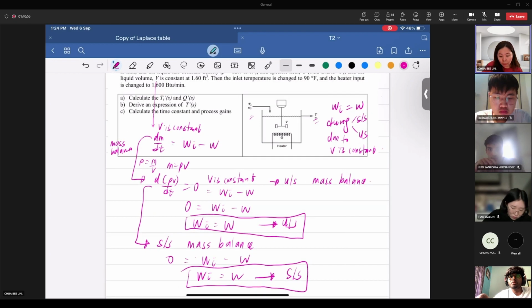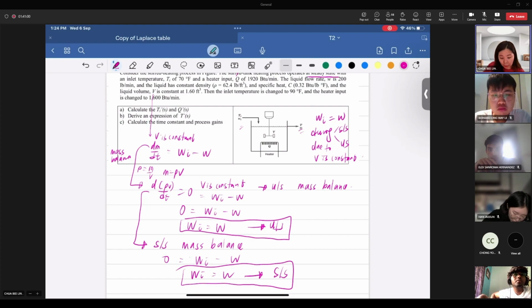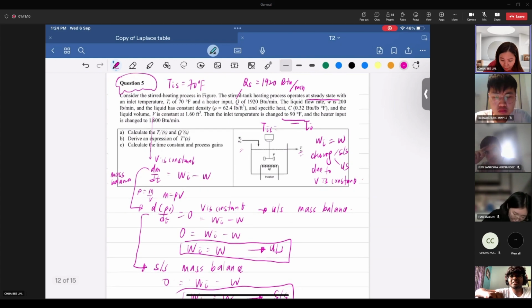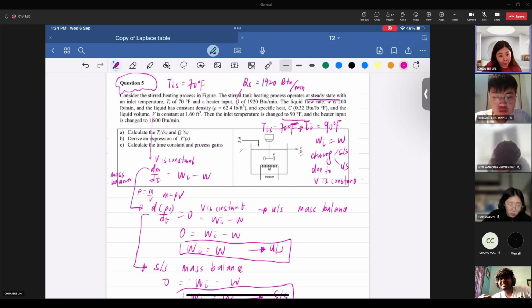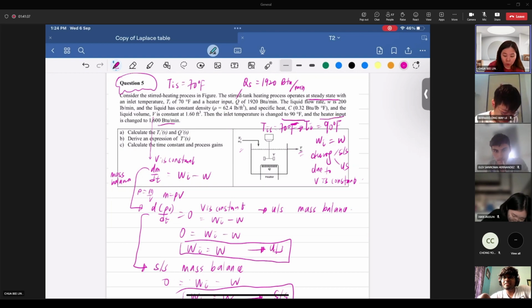Okay. Then when everything is already at steady state, now a change is applied. Your Ti changes from TIS equivalent to 70 degrees Fahrenheit to 90 degrees Fahrenheit. A change is applied to the system after it has already achieved steady state. You can only apply the change when the system has already achieved steady state. So all the changes will start at T equals 0. At the same time, the heater input also changes. So your Q during unsteady state is 1600 BTU per minute.